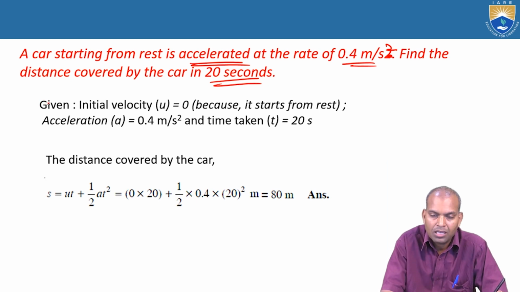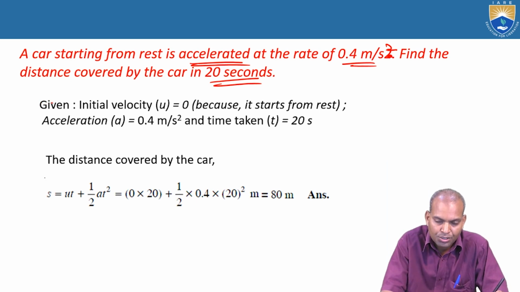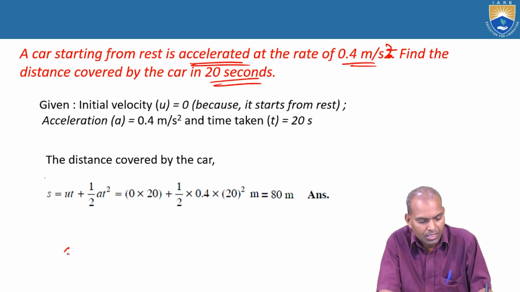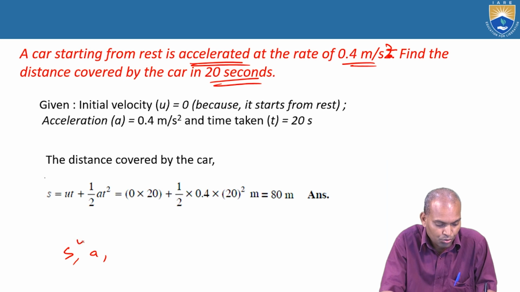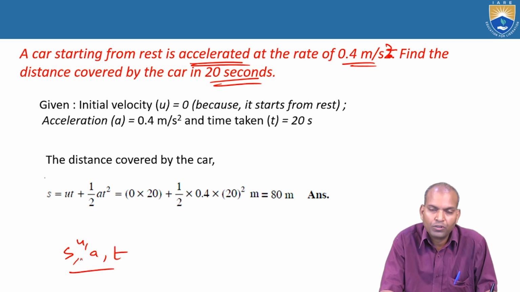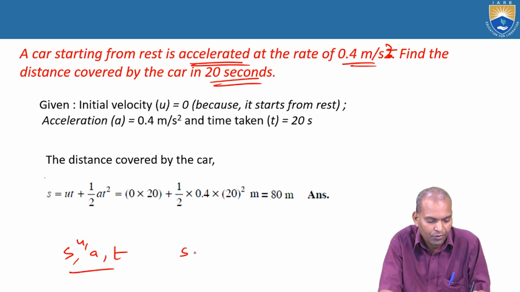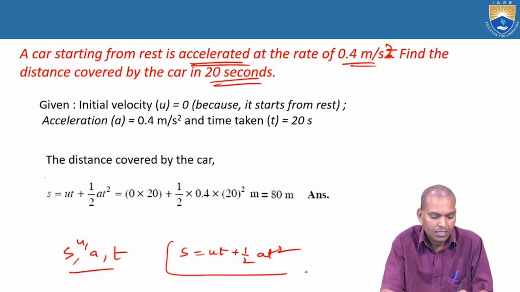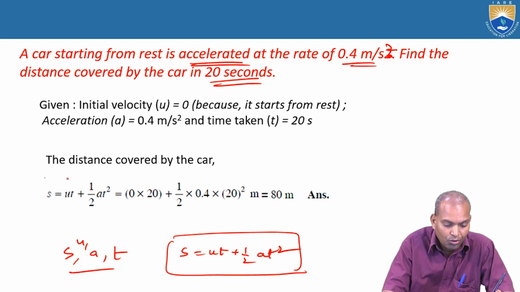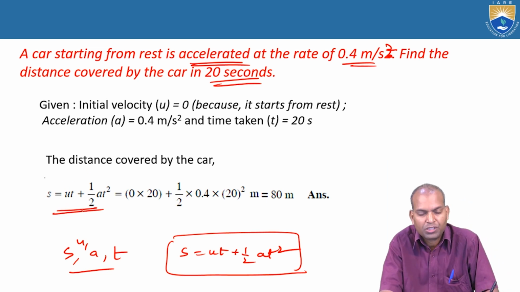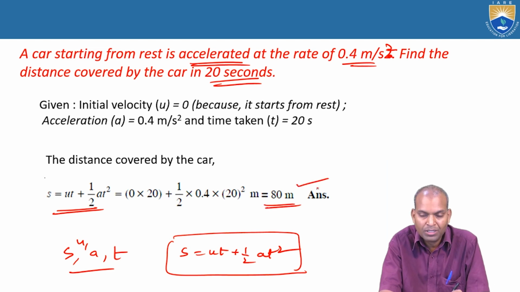Now we have s, a, the time t, and u. These are the four quantities. What is the equation of motion? The formula is s = ut + ½at². By using this equation, we can solve for the distance covered by the car in 20 seconds. Now plug these values into this expression, and we'll get it as 80 meters.